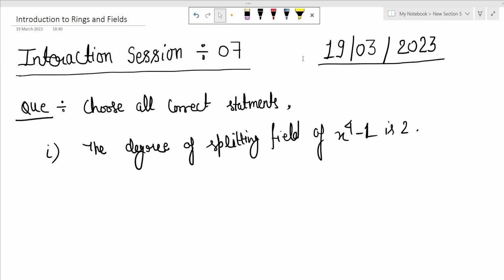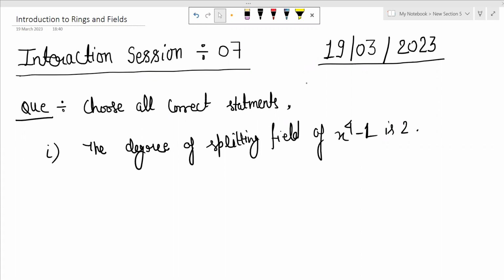Am I audible to you? Mayank, am I audible to you? Yes, sir. Okay. So have you attended the last session? No, sir, I didn't attend the last session. Okay, fine. So how will we prove this thing?